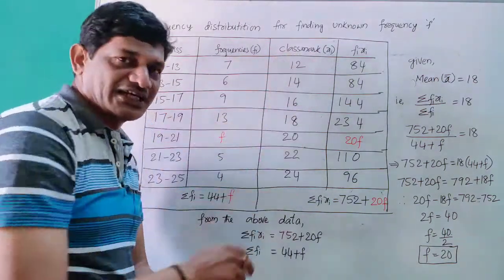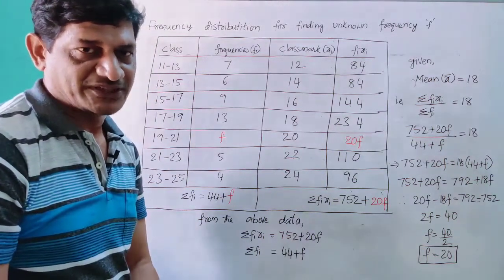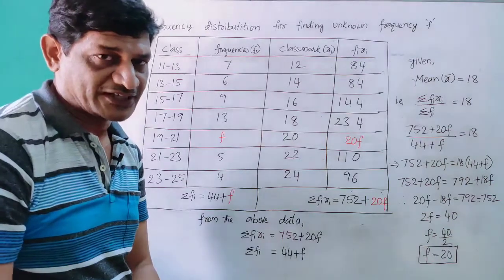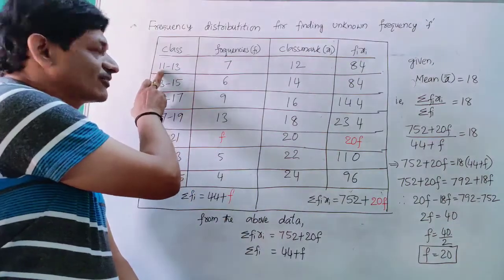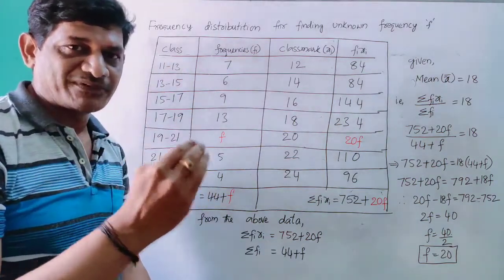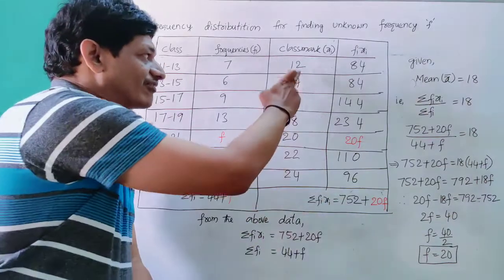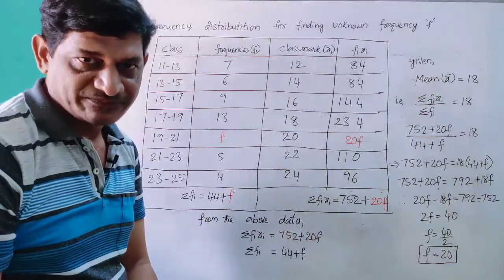So to create the class mark column, you know that class mark or mid value is nothing but the average of the lower and upper limit of a class. So take the first class, lower limit is 11, upper limit is 13, and its average is 11 plus 13 by 2, that is 24 by 2. 24 by 2 is 12. So the first mid value is 12.